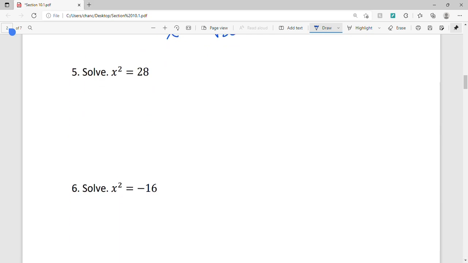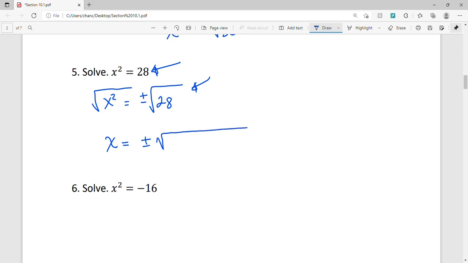In example 5, we'll start by taking the square root of both sides. Don't forget, you need that plus or minus in front of that constant term. Always put it in front of that constant term here. On the left, it simplifies to x. On the right, we have plus or minus the square root of 28, which I could break down with my prime factorization skills. This is 2 times 2 times 7.